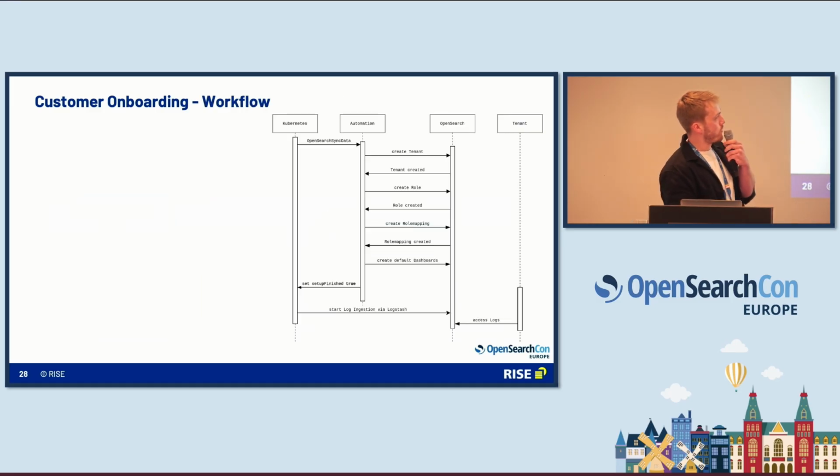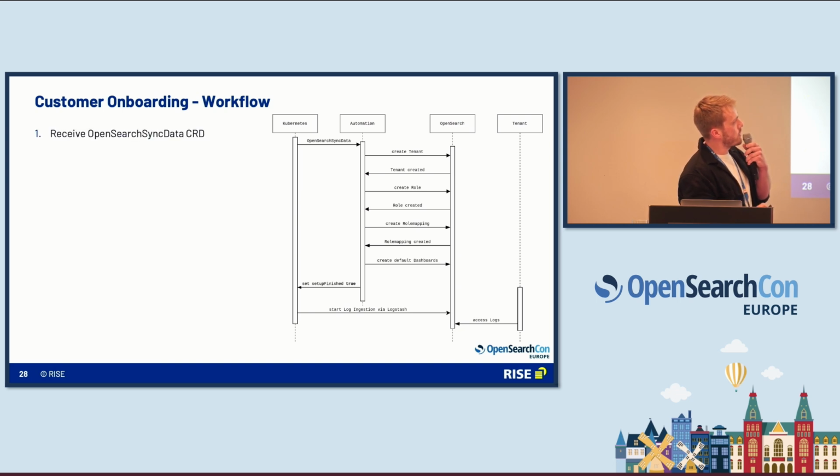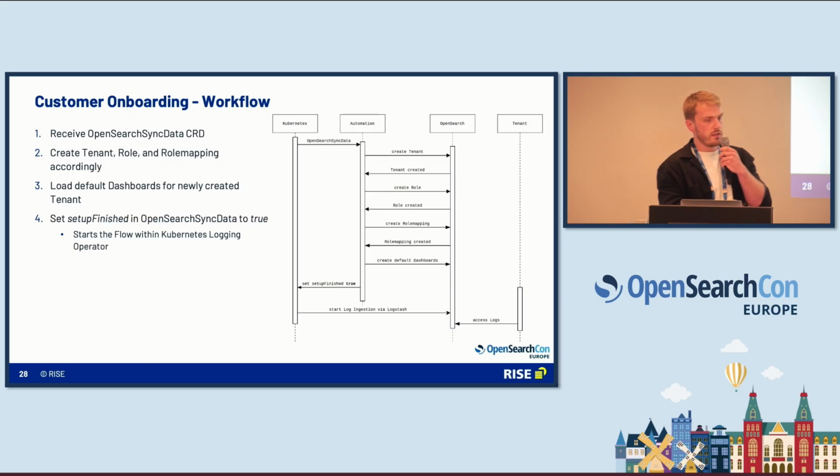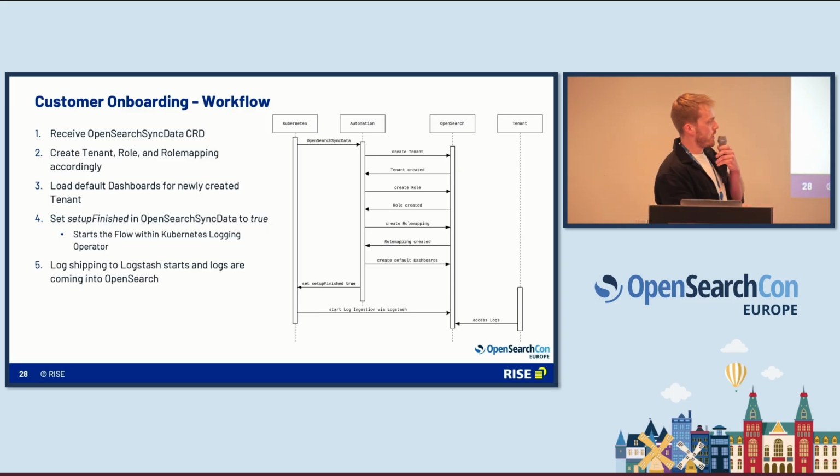Now, how do we automate most of this? The first logical prerequisite is that the tenant is fully onboarded in Kubernetes. Once this is done, our automation receives an OpenSearch sync data. Out of this OpenSearch sync data, we extract all the information and create a role mapping and the tenant accordingly. Afterwards, automation loads some default dashboards for the newly created tenant, and the setup finished boolean is set to true. This in turn triggers the log flow, and log ingestion will happen, and tenants can access their logs.